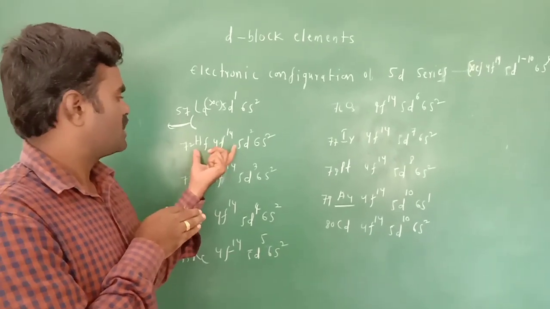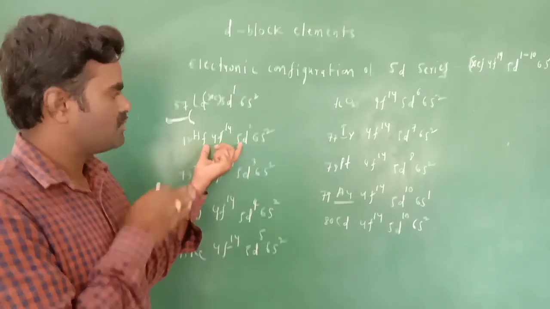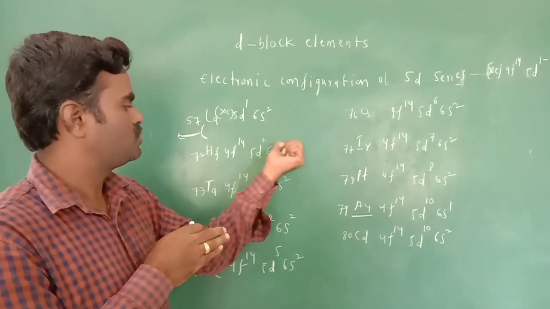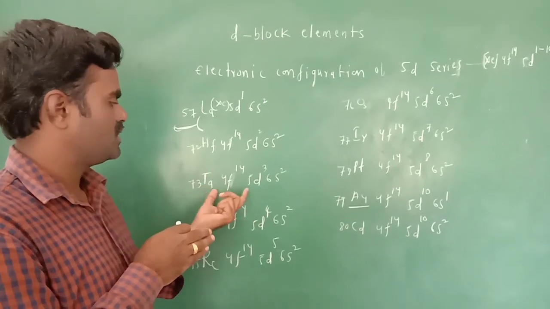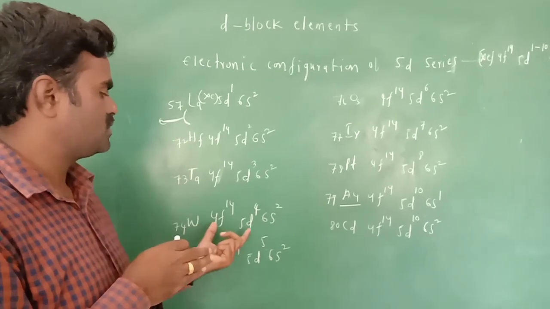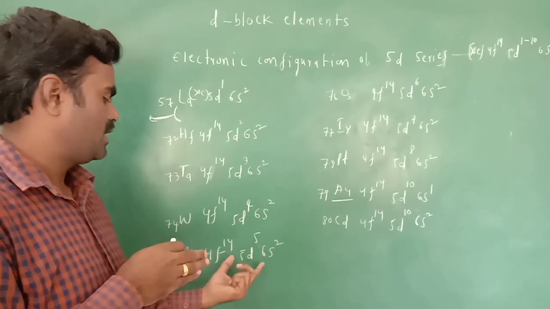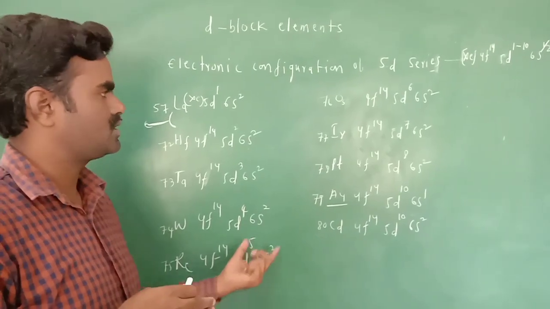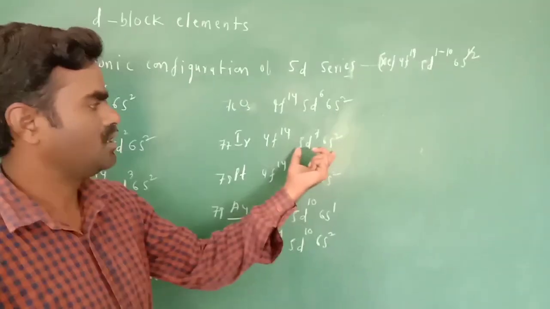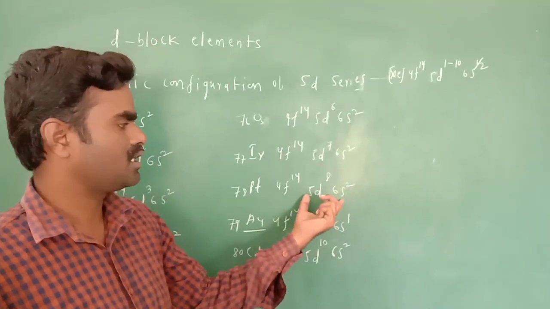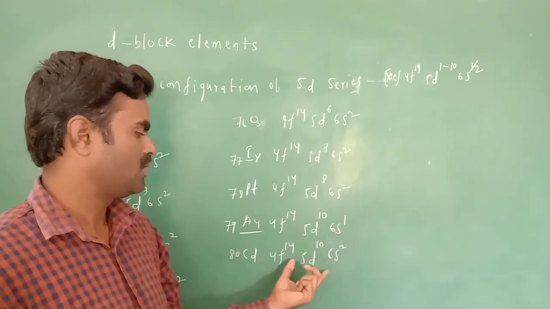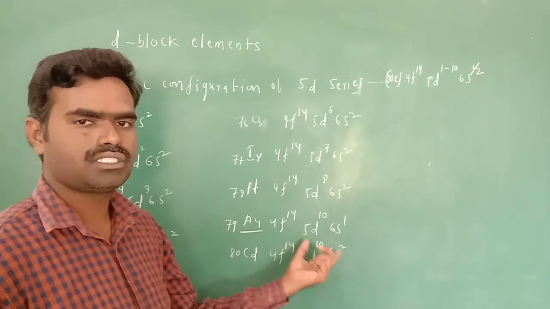Next, the electron configuration of hafnium starts with 4f14, then 5d2 and 6s2. Tantalum is 4f14, 5d3, 6s2. Tungsten is 4f14, 5d4, 6s2. Rhenium is 5d5, 6s2. Osmium is 5d6, 6s2. Iridium is 5d7, 6s2. Platinum is 5d8, 6s2. Gold is 5d10, 6s1. Mercury is 5d10, 6s2.